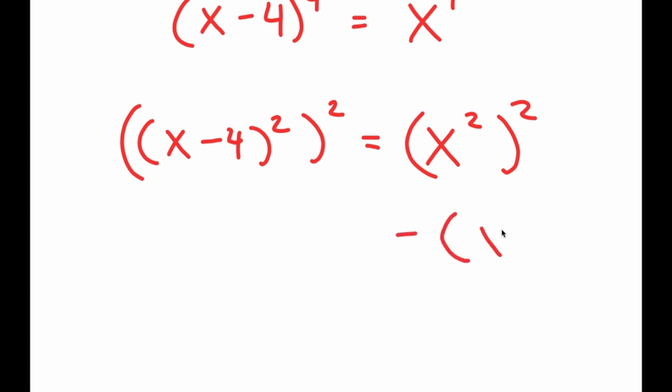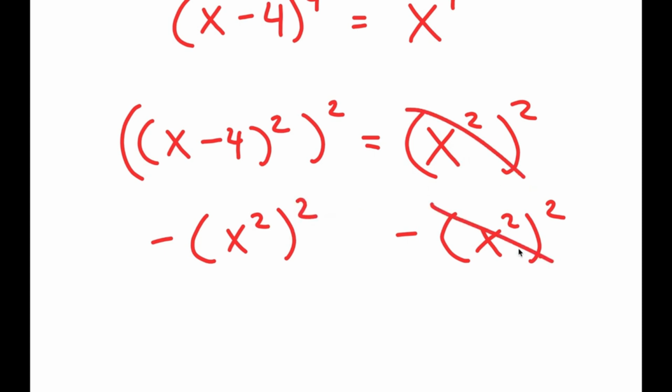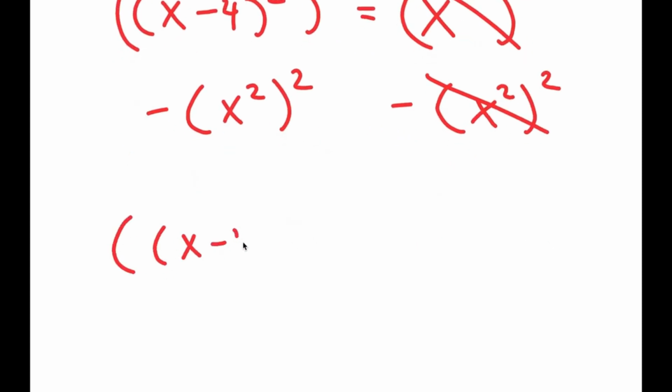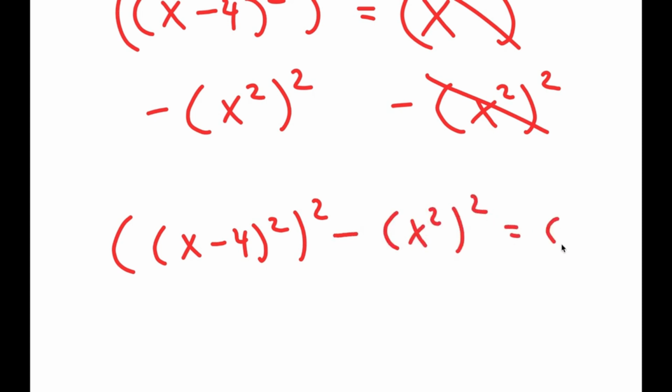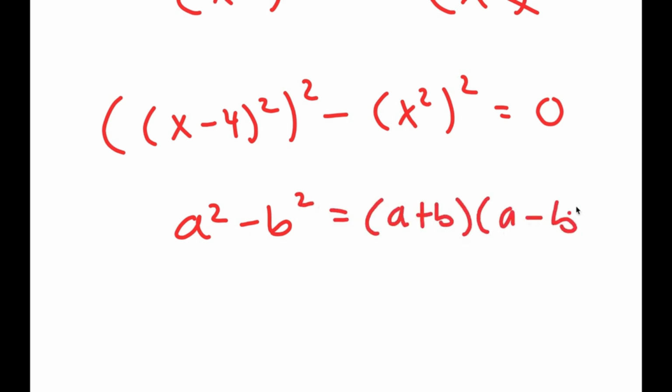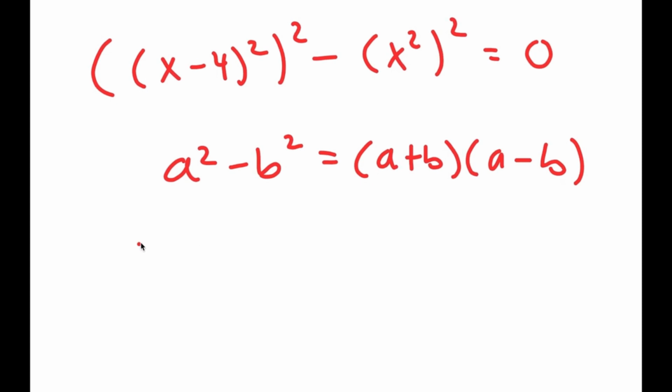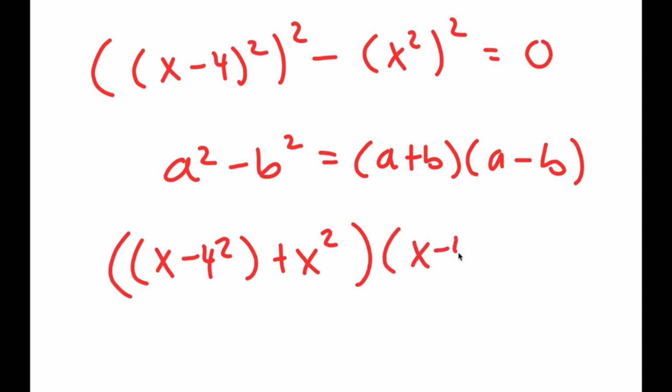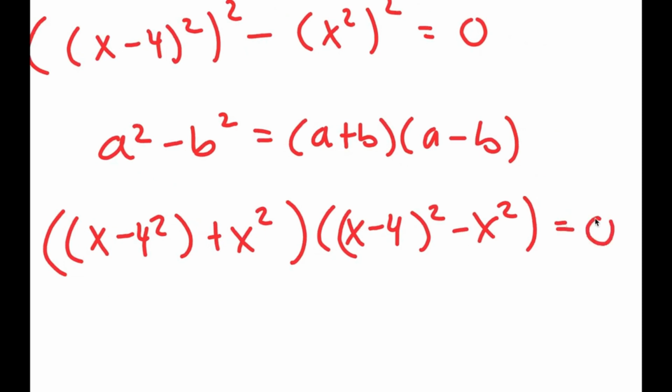And now I'm going to subtract (x^2)^2 on both sides. So these two cancel out, and I get ((x - 4)^2)^2 minus (x^2)^2 is equal to 0. Now if I have something in the form a squared minus b squared, this is equal to a plus b times a minus b. So now I get (x - 4)^2 plus x^2 times (x - 4)^2 minus x^2 is equal to 0.